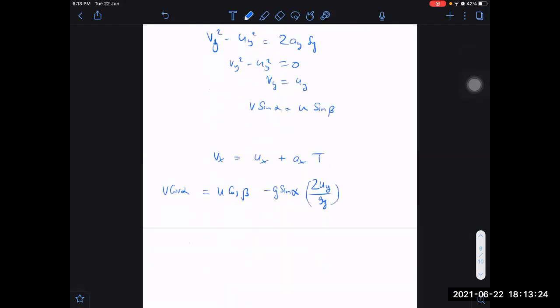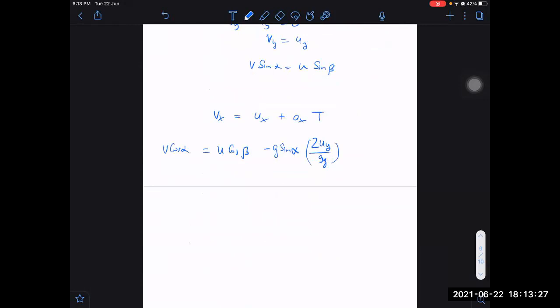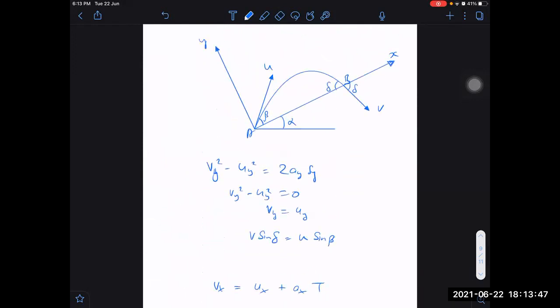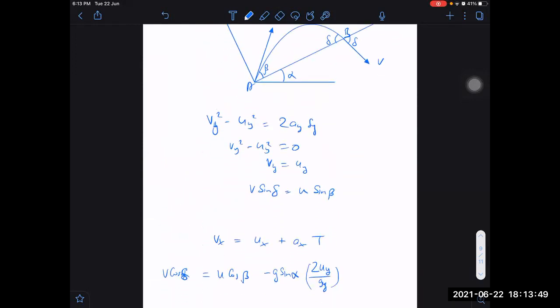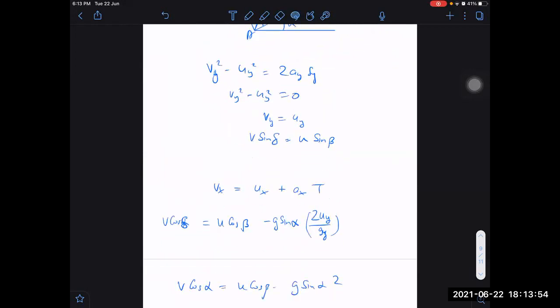This is the equation along the x-axis. V cos delta is equal to u cos beta minus g sin alpha into t. This must be delta only, sorry, I wrote it wrong. Vy is equal to v sin delta equal to u sin beta. This is equation number one along the y-axis.